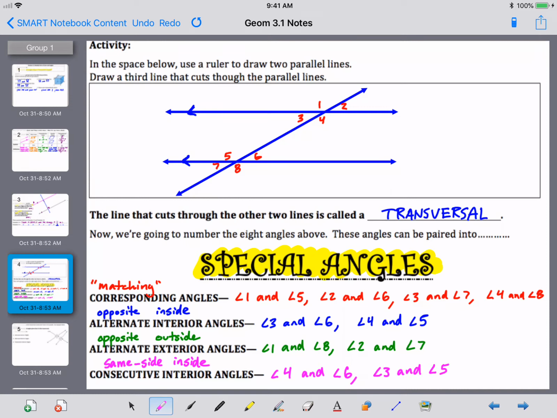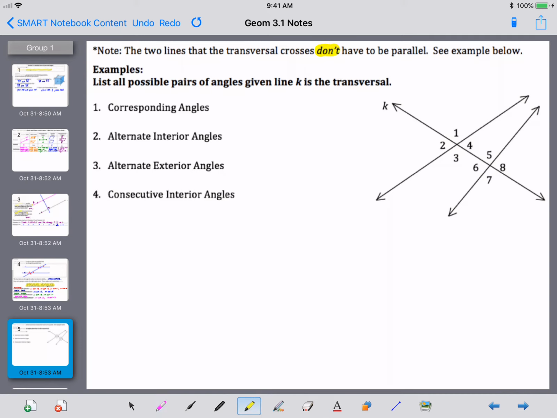All right, so what I would like you guys to do is, if you notice here that the two lines that the transversal crosses don't have to be parallel. So that's important. So if you look at this example below, that's kind of showing that here. So we're going to see if we can find all the possible pairs of these types of angles given that line K is a transversal.